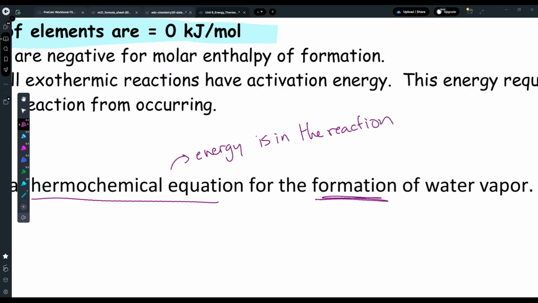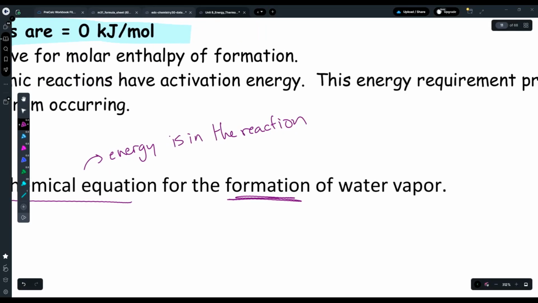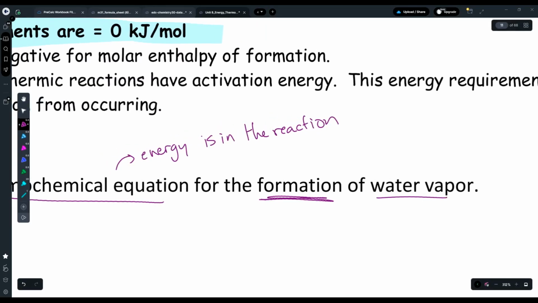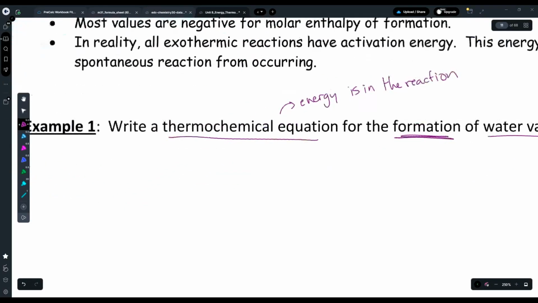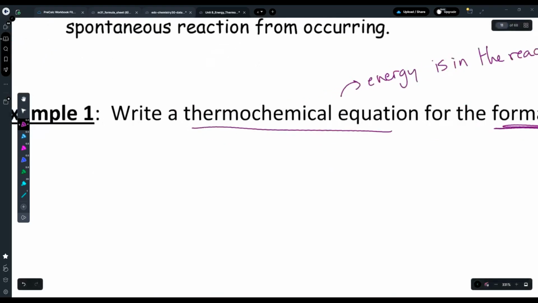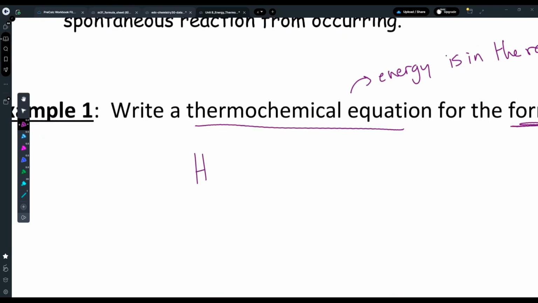For the formation of water vapor, so that tells us what type of reaction is happening. Okay, so remember, just as a quick review of formation reactions, the basic idea is that you are forming a compound from the elements that make it up. So if we think about water, H2O, the elements that make it up are hydrogen and oxygen. Okay, so let's start writing this. So hydrogen, which is a diatomic element, which exists as a gas.